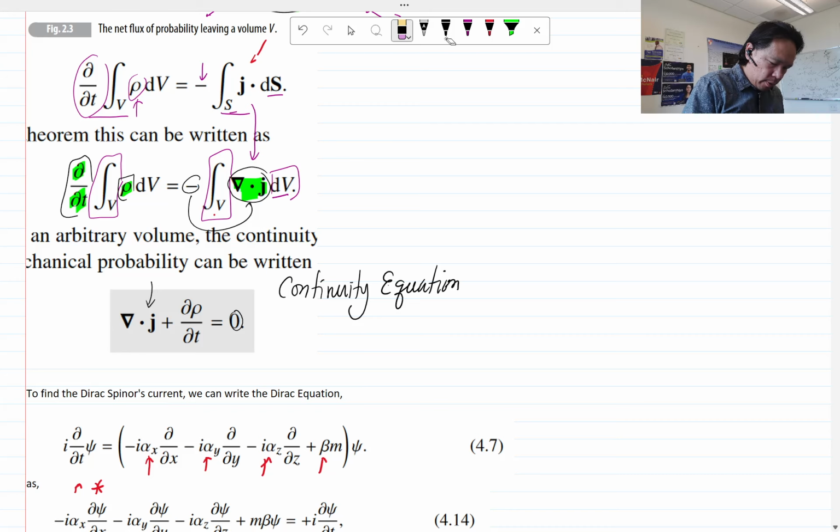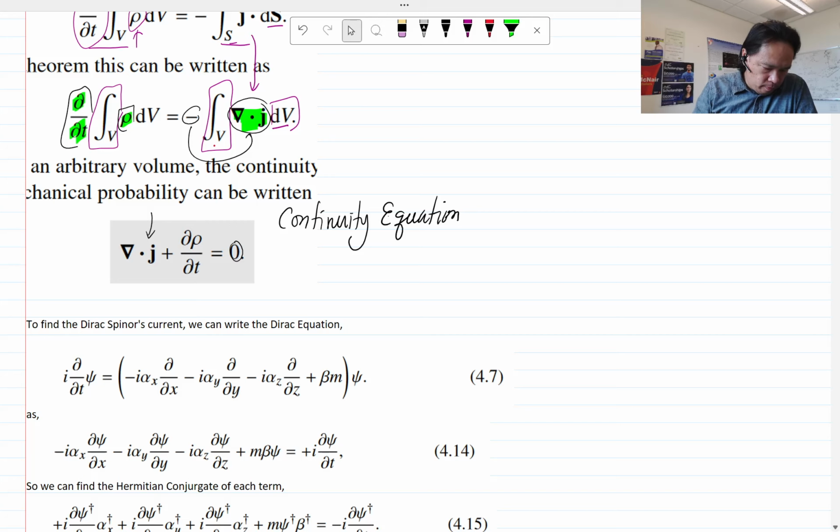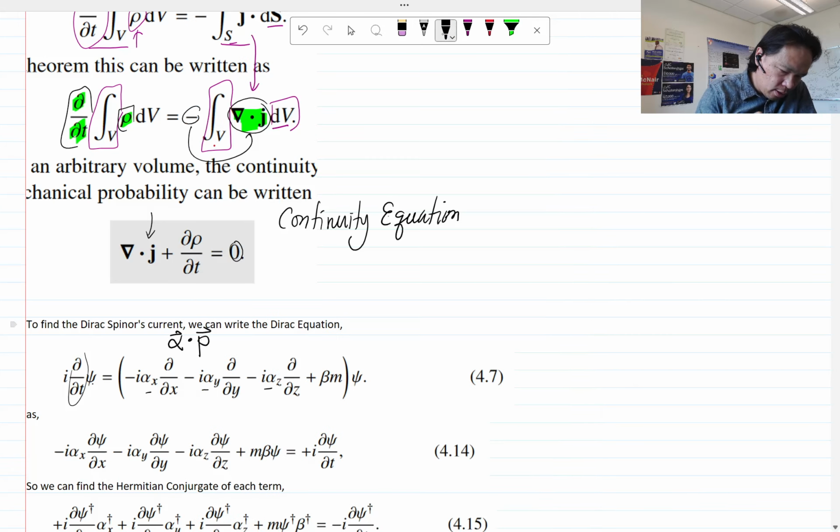Okay, so what we're going to do is the same thing, but with the Dirac spinor now. Let's start off with the Dirac equation, where the left-hand side is the partial by partial t of your wave function, and then you have this alpha dot p as the operator, plus the mass, which gives you that psi.